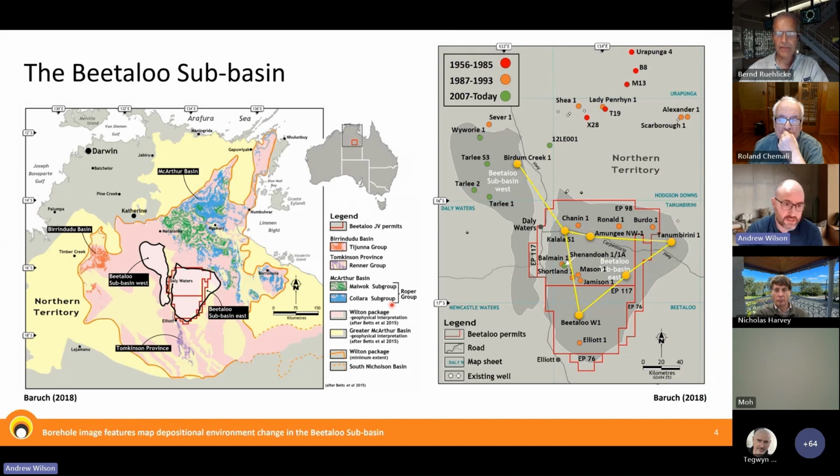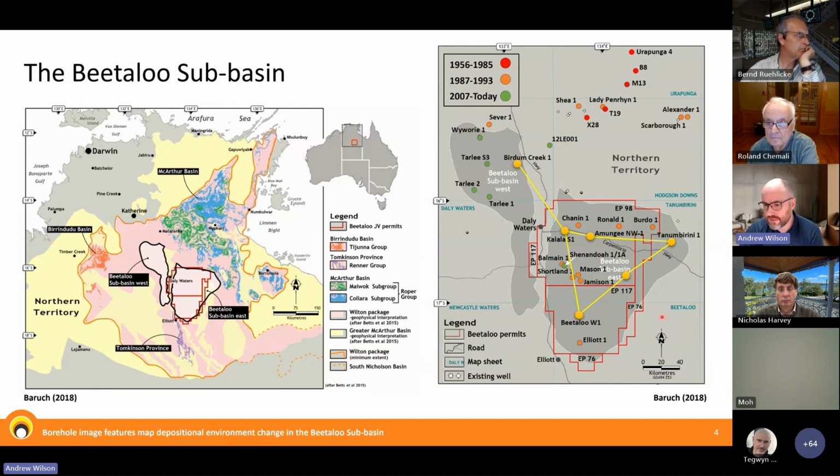The Beetaloo Basin is in the Northern Territory. It's a sub-basin of the Greater McArthur Basin. It's thought to be a shallow marine to shelf environment that originated as an epicontinental platform due to lithospheric extension and sagging, or an intracratonic ramp, but really nobody fully understands this. We're going to be looking at data from Tanumbirini 1, Beetaloo West 1, Kalala South 1, Mungie Northwest 1, and Birdum Creek.